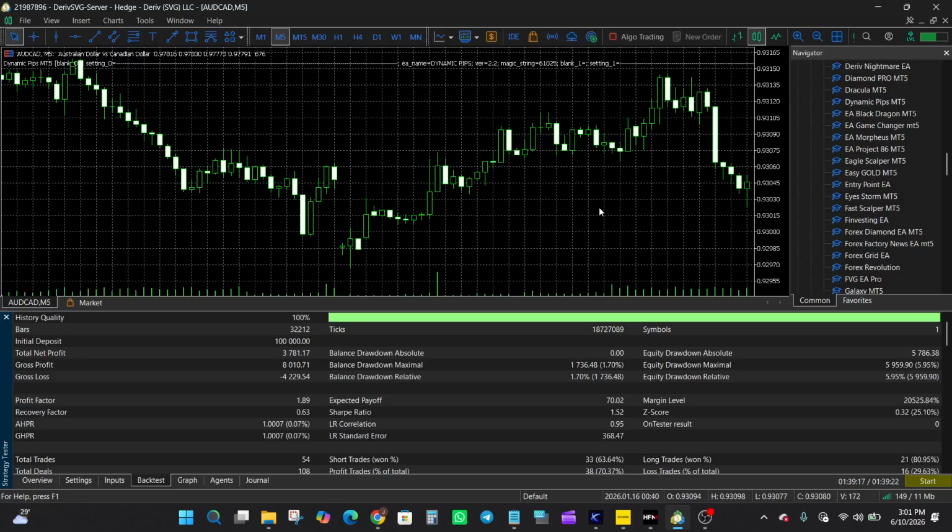Okay, so to wrap this up, the Dynamic Pips EA presents itself as a multi-pair, highly configurable system that is focused on diversification and structured risk control. But like any EA, optimization and proper testing are key before using it in a live environment.